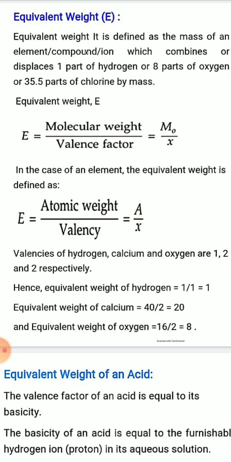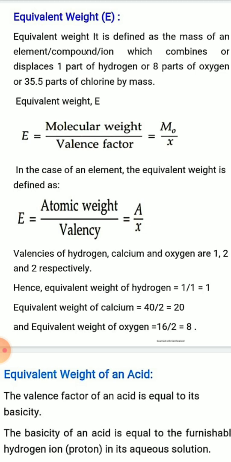Now there is a relation between equivalent weight, molecular weight and valence factor, that is valency. The relation is: equivalent weight is equal to molecular weight divided by valence factor, that is E = M0 by x, where M0 is molecular weight and x is the valence factor. This relation is valid for molecules, that is, for compounds.